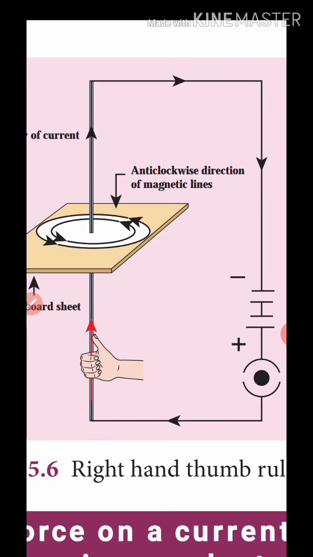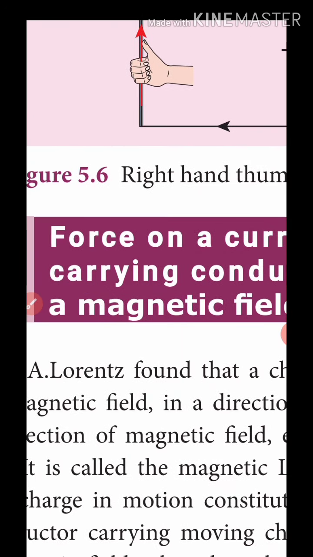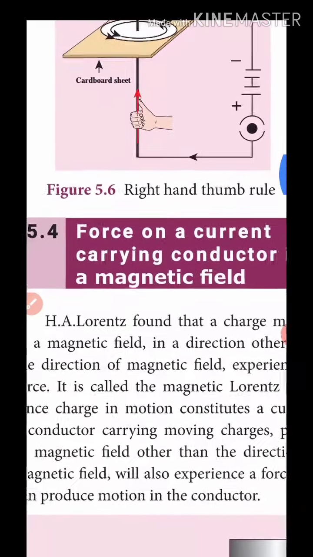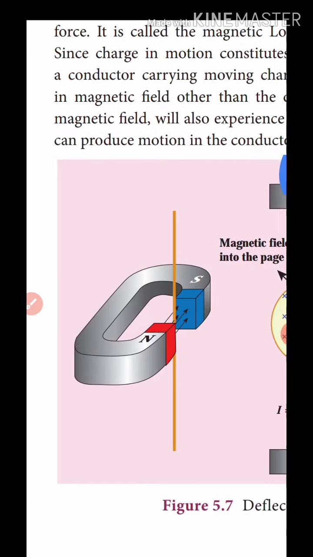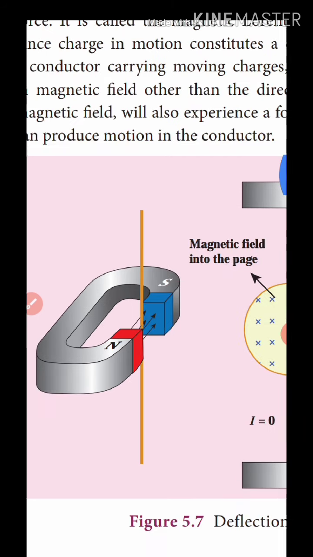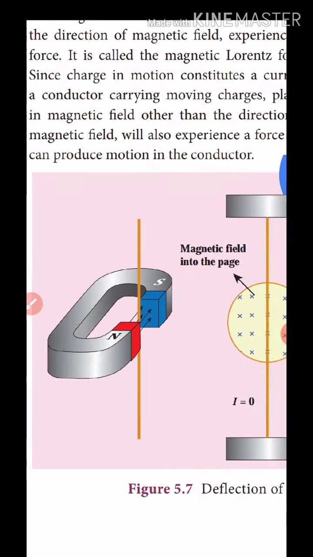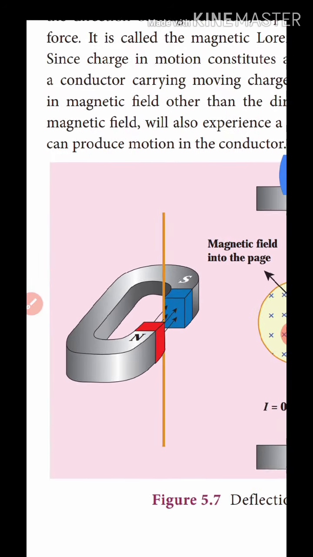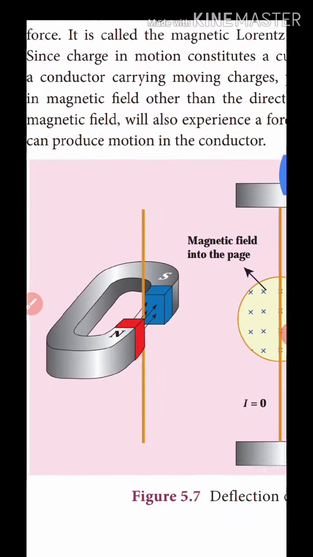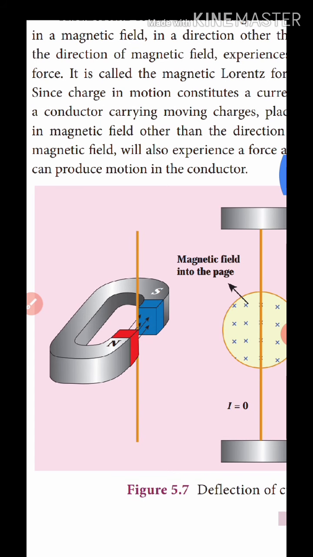Okay, the next topic we discuss is force on a current carrying conductor in a magnetic field. The first one, magnetic field into the page. H. A. Lorentz found that a charge moving in a magnetic field in a direction other than the direction of the magnetic field experiences a force. It is called the magnetic Lorentz force.